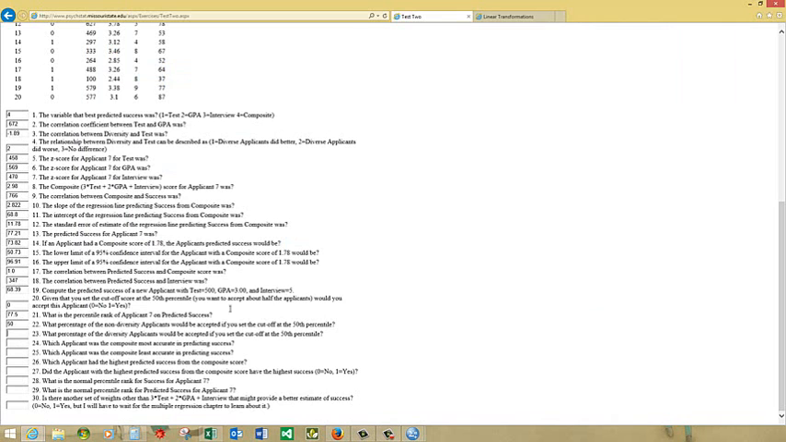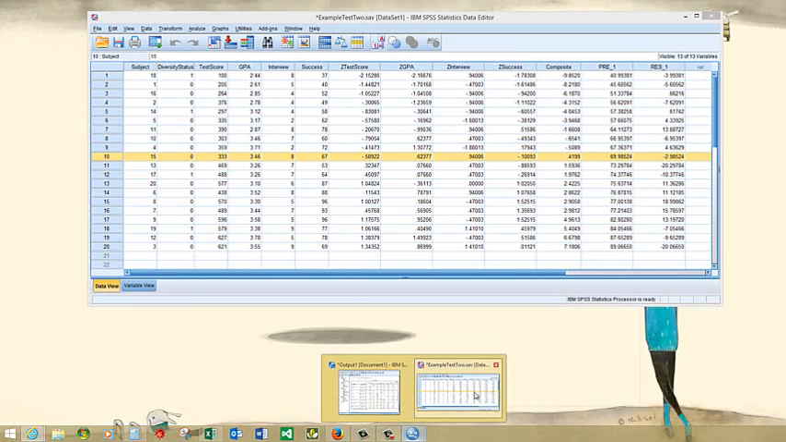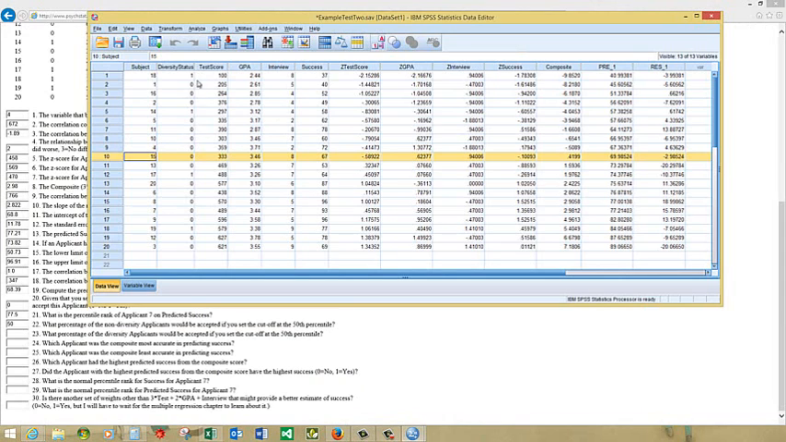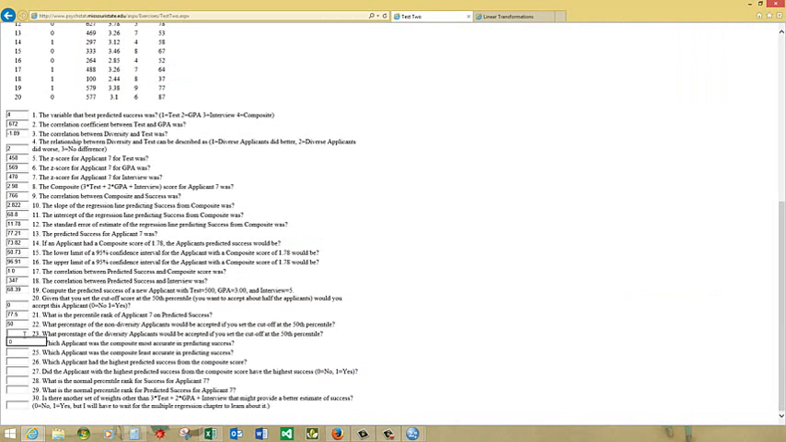What percentage of the diversity candidates? Well, there were only 4, and we accepted 2 of them, so we would say 50% of the diversity candidates would be accepted.